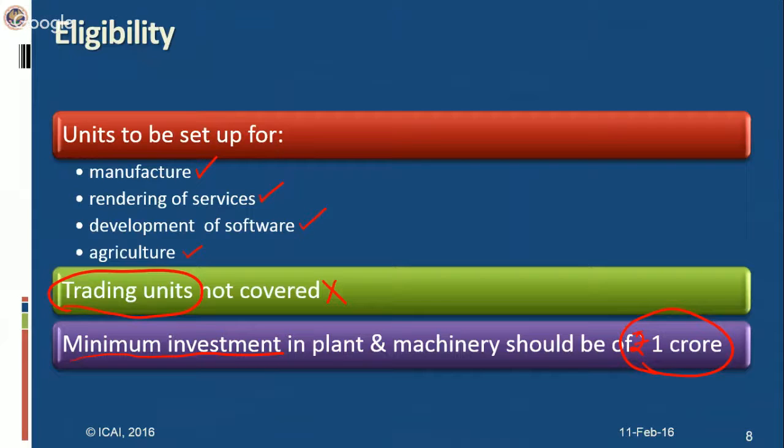And moreover, the board of approvals, which is the authority which approves EOU establishment, if it wishes, can allow a lower limit also, that is, lower investment in plant and machinery. Then also you can establish an EOU if the board of approvals allows it.